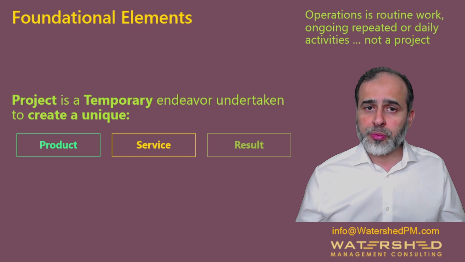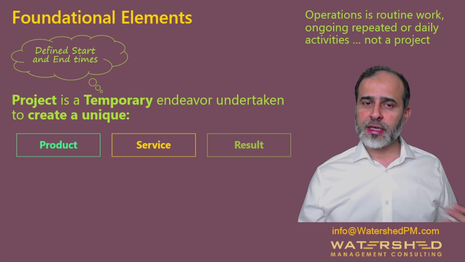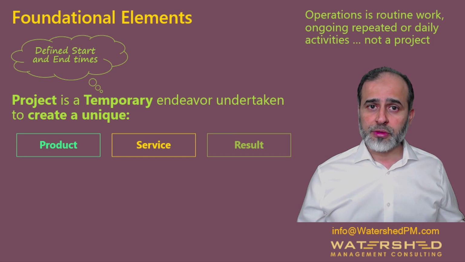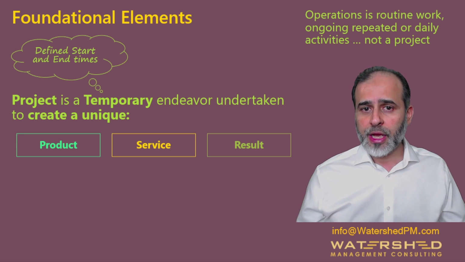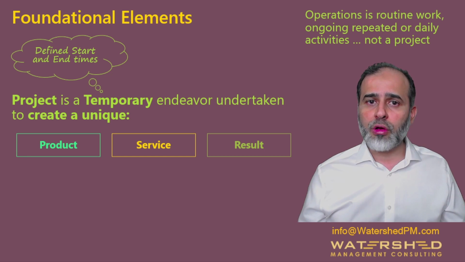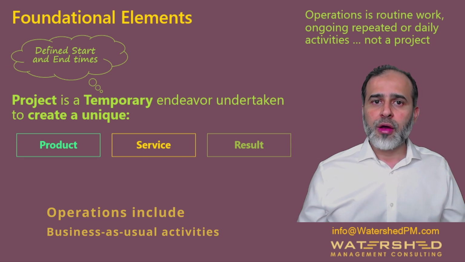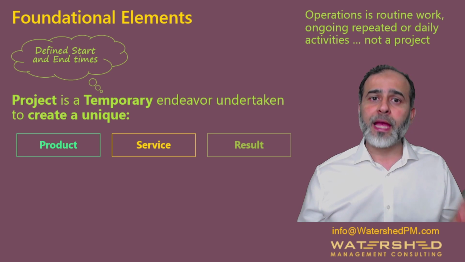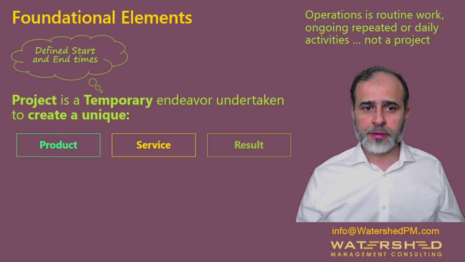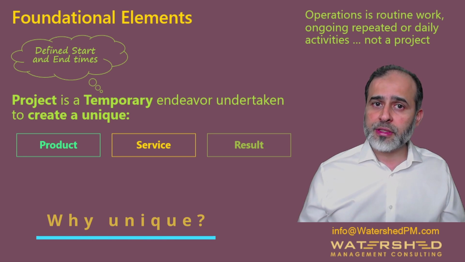So why would you think that a project is always temporary? Because it always has a defined start and end date. If you're looking at something which has no defined end date, then more than likely it is operations. And operations is collective of all the routine work and the ongoing repeated activities, things that you do on a daily basis. All of that is operations. However, a project has a clearly defined objective and clearly defined timelines around that. Let's look at examples of each of these, and then we also want to elaborate what it means that you're creating something unique.